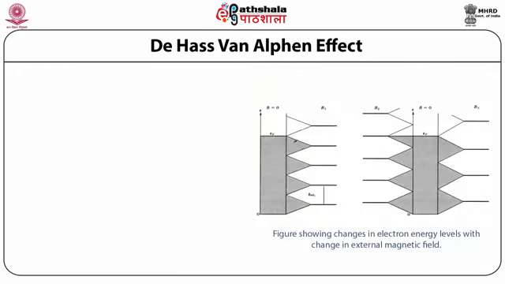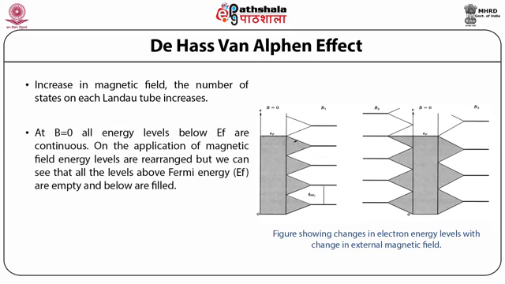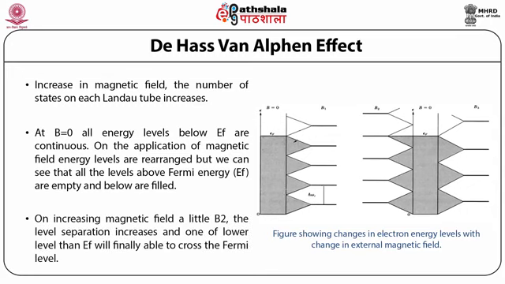So if we introduce the concept of Fermi level, with increase in magnetic field, the number of states on each Landau tube increases, as shown in figure 4.3. At B equal to 0, all energy levels below EF are continuous. On the application of magnetic field, energy levels are rearranged, but we can see that all levels above the Fermi energy are empty and those below are filled. On increasing the magnetic field a little to B2, the level separation increases, and one of the levels lower than EF will finally cross the Fermi level.